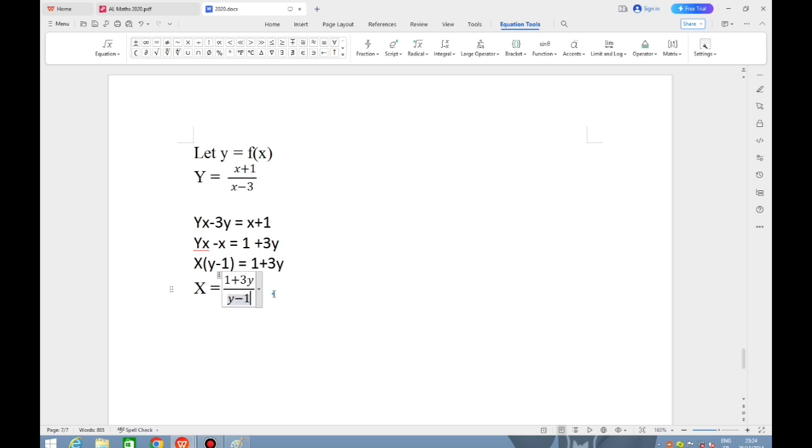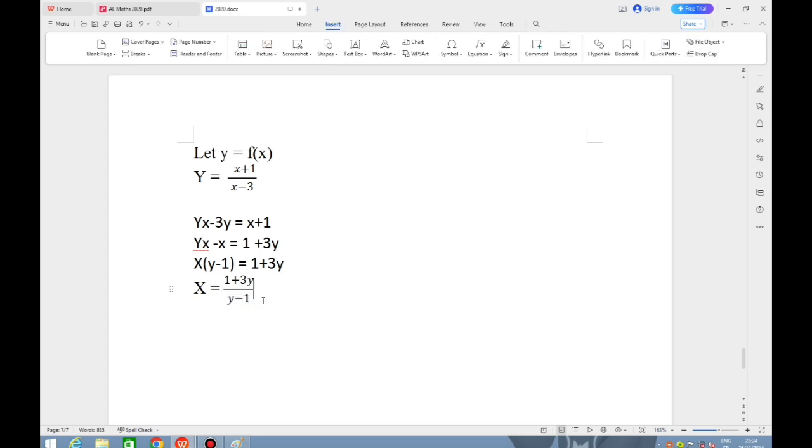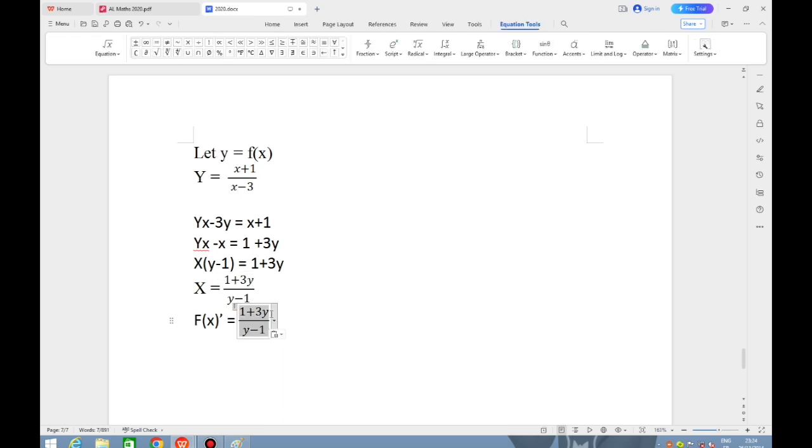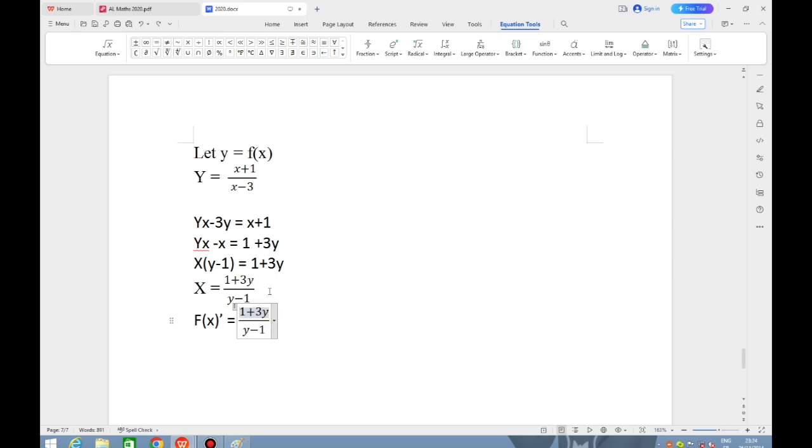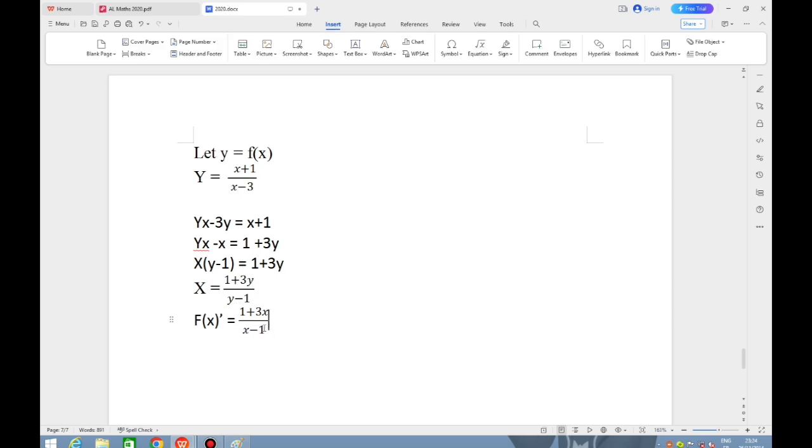Now we change the y to x, so the inverse, that's f of x inverse, you can just say f of x prime is equal to, just copy this, 1 plus 3x on x minus 1. Now, to determine if this function is surjective, the domain of this function has to be equal to the domain of the initial f of x.